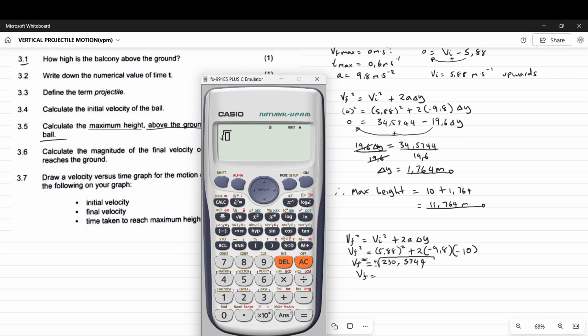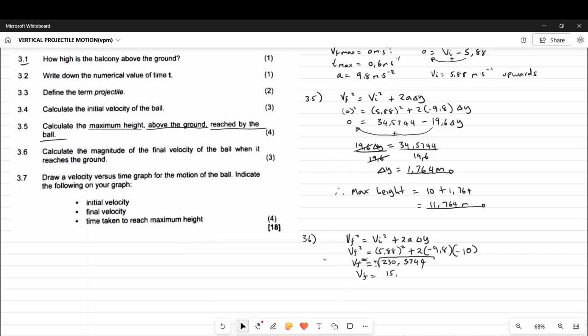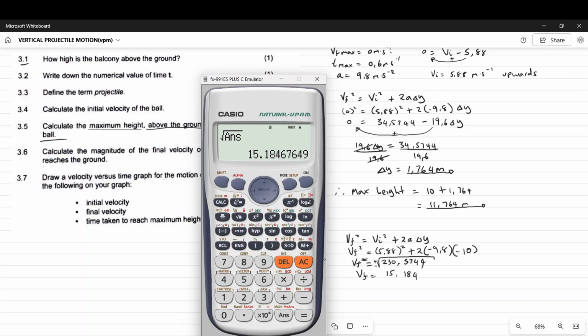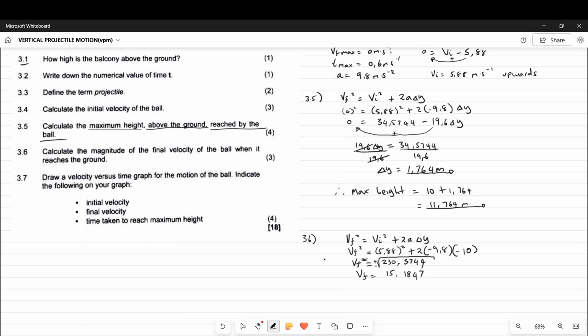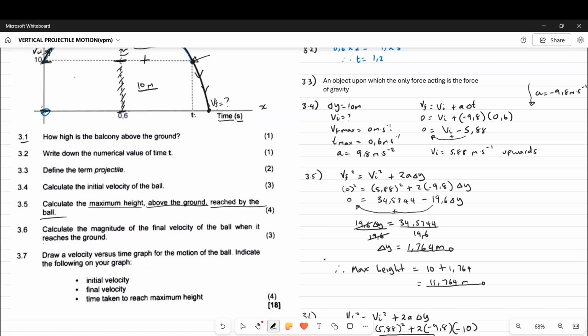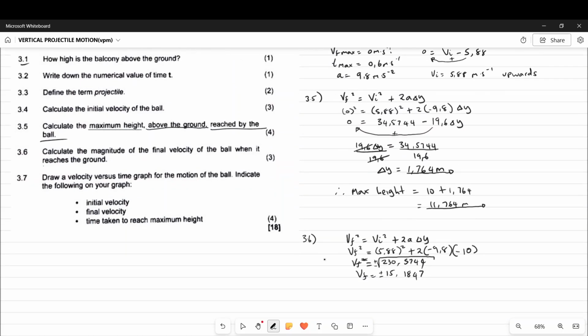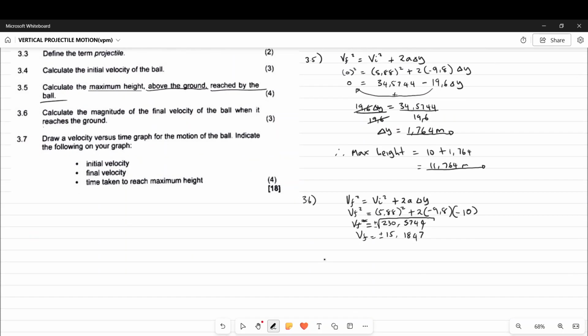Once you square root that, it's going to give you 15,18467, right? So now positive or negative? Remember, the motion of the ball now is going downwards, right? So V final has to be negative. So V final will be negative 15,1847.